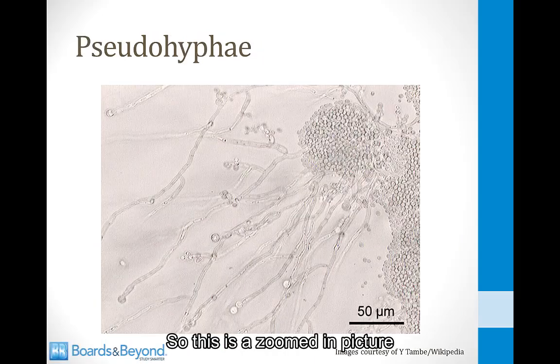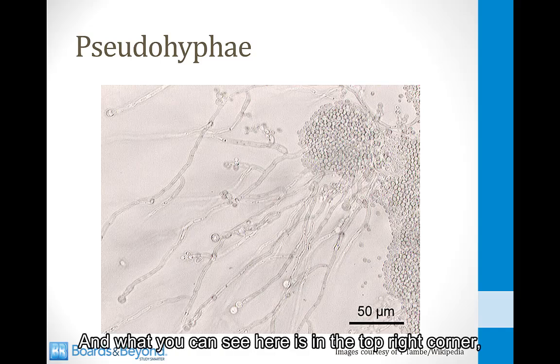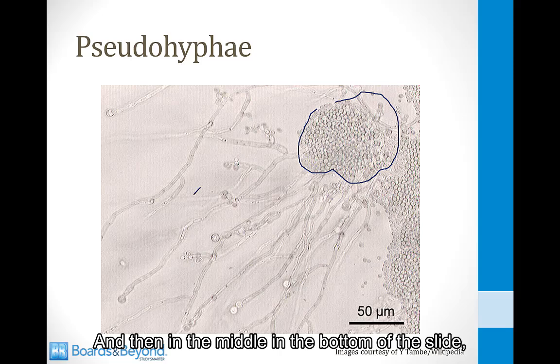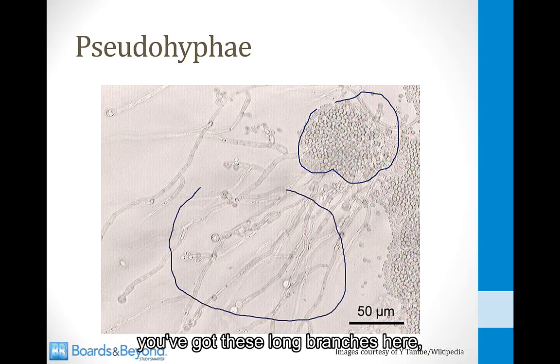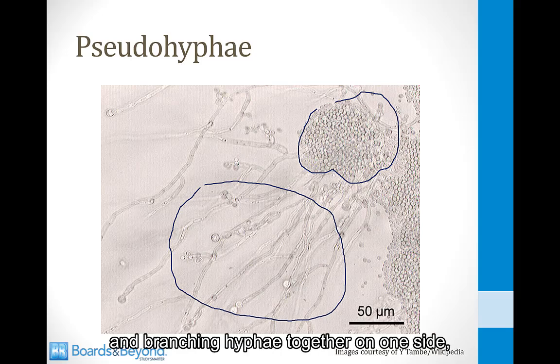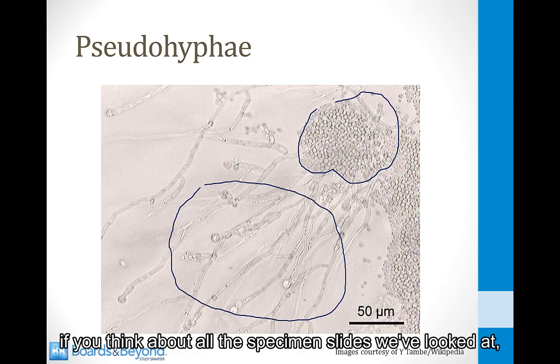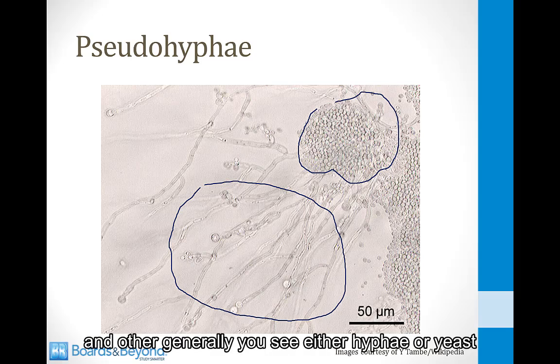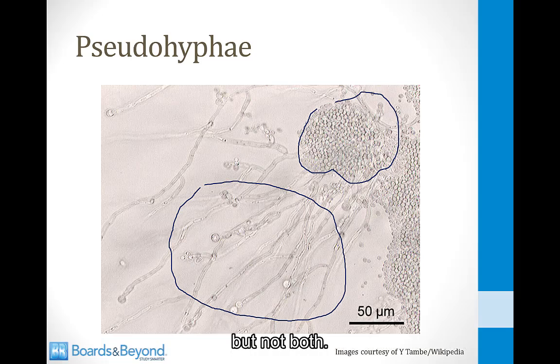This is a zoomed in picture of what I showed on the last slide to demonstrate pseudohyphae. What you can see here is in the top right corner, you've got circular yeast cells, and then in the middle and the bottom of the slide, you've got these long branches. Usually you will not see yeast cells and branching hyphae together on one slide. If you think about all the specimen slides we've looked at for the fungal pneumonias and ones we'll look at later for Aspergillus and others, generally you see either hyphae or yeast, but not both.